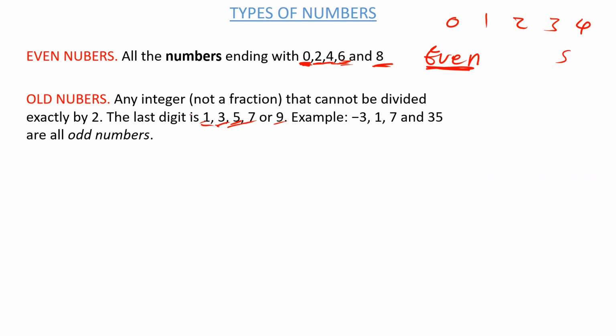The other definition of odd numbers is any number that when divided by 2 gives a remainder 1. When you divide any odd number by 2, you always get a remainder 1. So any number that when divided by 2 gives a remainder 1 is called an odd number. That is exactly what an odd number is, and some of the examples are here.